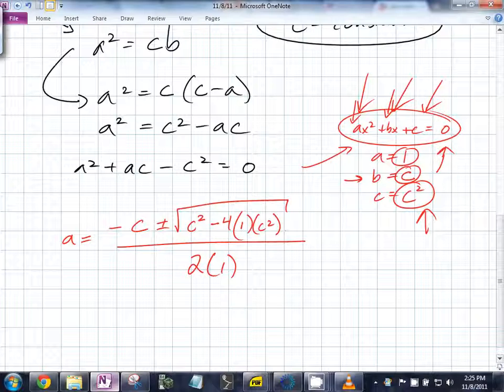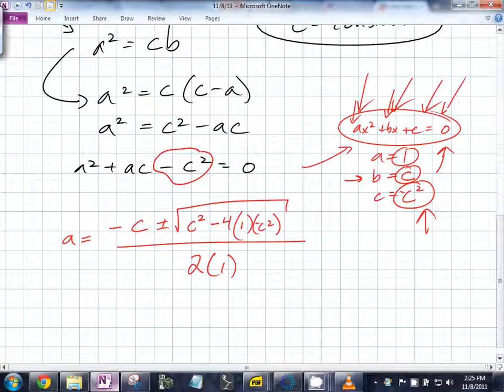Yes, this should be a negative c squared because look, the constant is negative c squared. Is everybody with me so far? The thing that is most challenging about this is that the labeling gets overlapped. There's two different a values, two different b values, and two different c values. They're not the same thing.